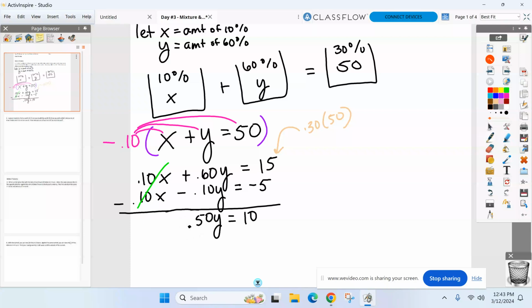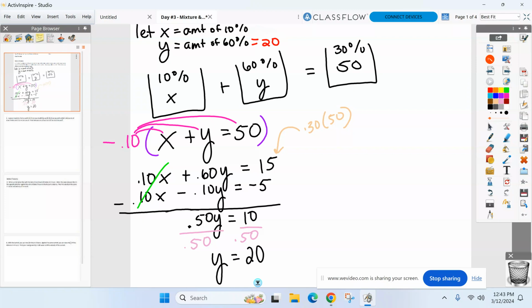Yep, go ahead, divide both sides by 0.5. If some of you are getting ahead of me, that's fine, but I told you I'm going to take it slow today. So what do we got here, 20? All right, so that means if I go back to my variables, I have 20 milliliters of the 60%. So I got 20 of the 60%.